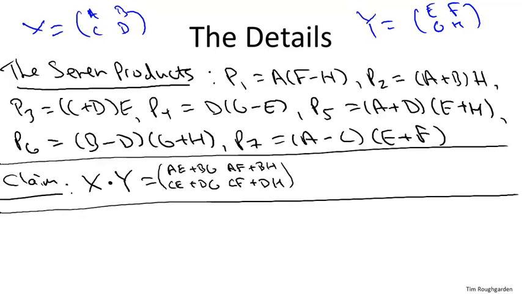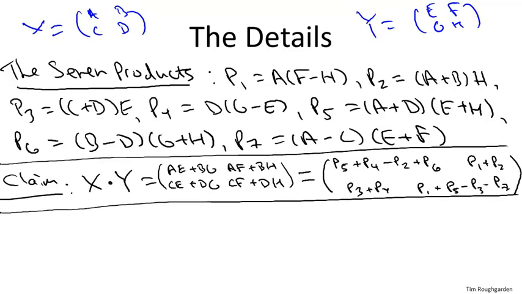So the content of the claim is that these 4 blocks also arise from the 7 products in the following way. The claim here is that these 2 different expressions for X times Y are exactly the same, block by block. In other words, the claim is that this crazy expression, P5 plus P4 minus P2 plus P6, where those are 4 of the products that we've listed above, is precisely AE plus BG. Similarly, we're claiming that P1 plus P2 is exactly AF plus BH.